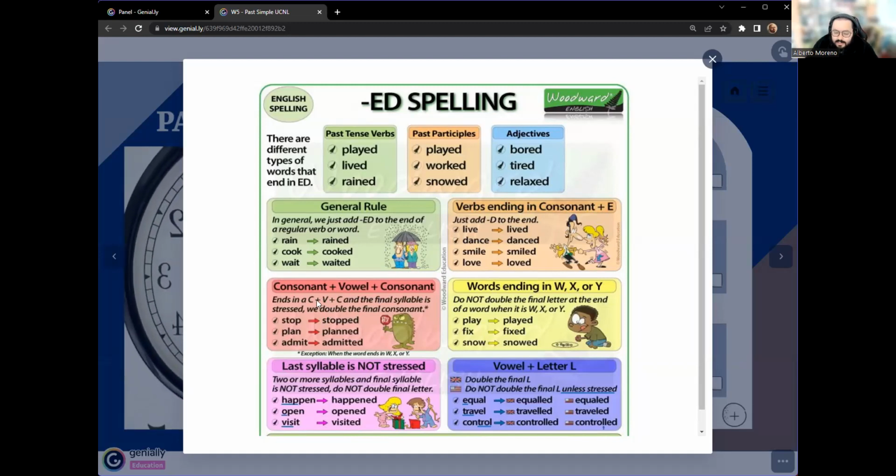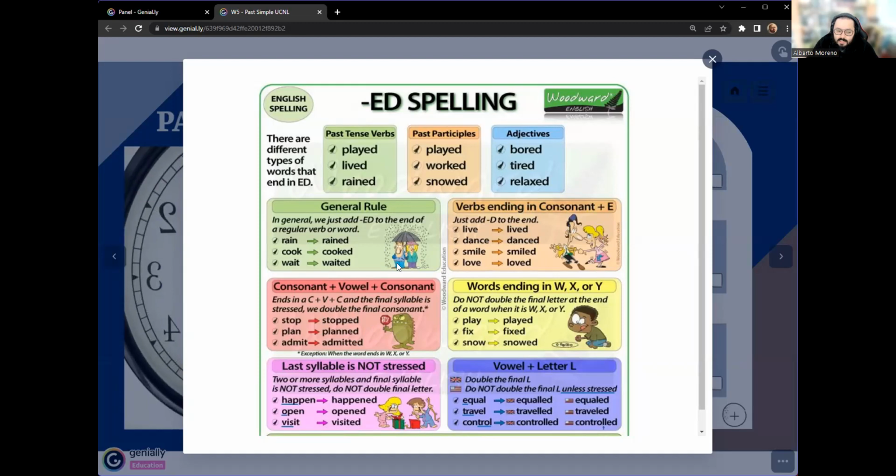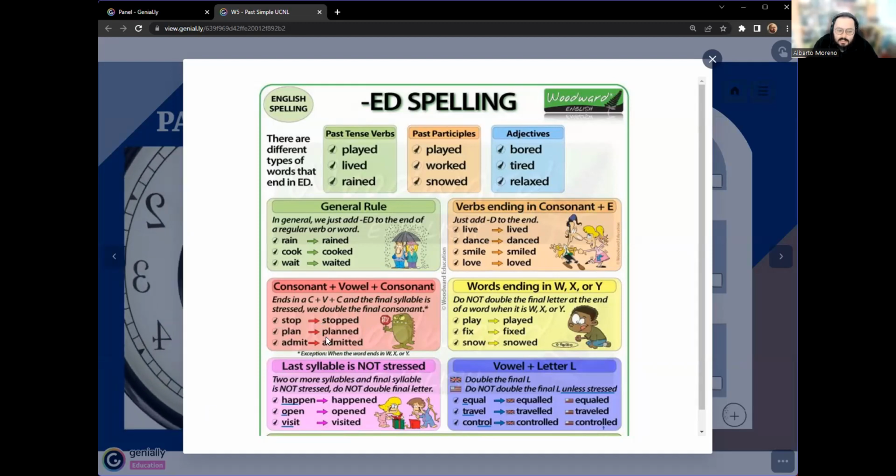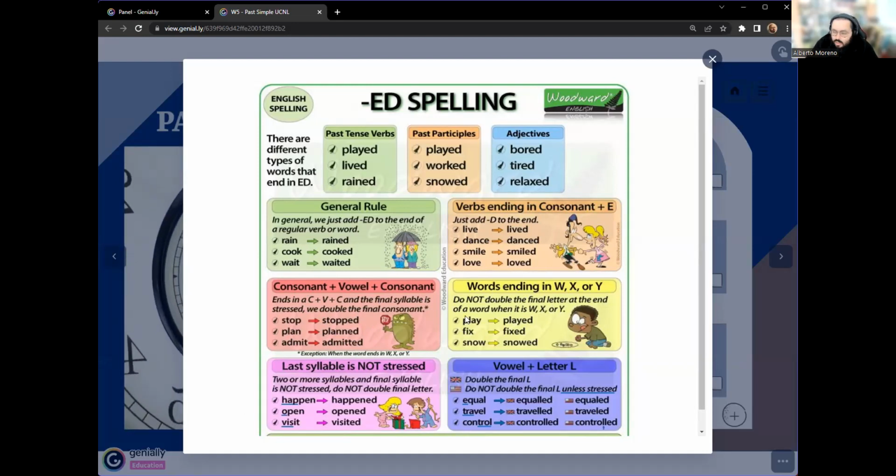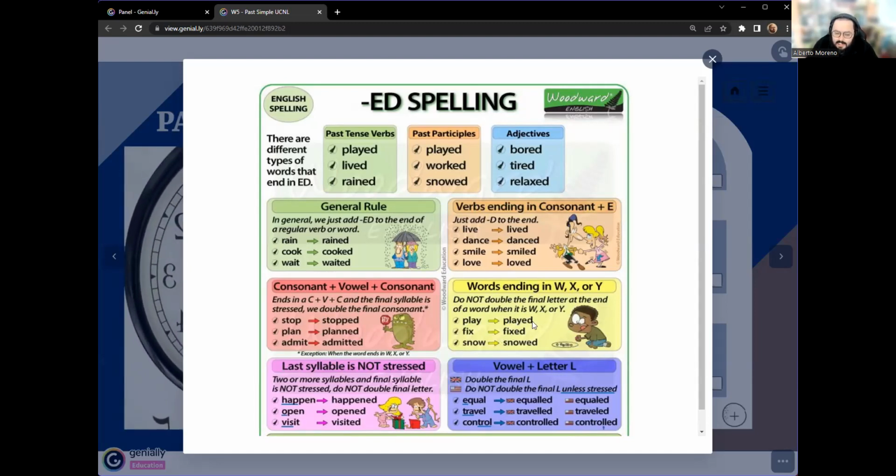Si el verbo termina en consonante, vocal más consonante, la última consonante se tiene que poner doble. Por ejemplo, stop, que se tiene que escribir stopped con doble P. Sin embargo, si esta combinación tiene como última letra la W, X o Y, no podemos duplicar la consonante. Por eso play se transforma en played. Solamente se le agrega la ed.